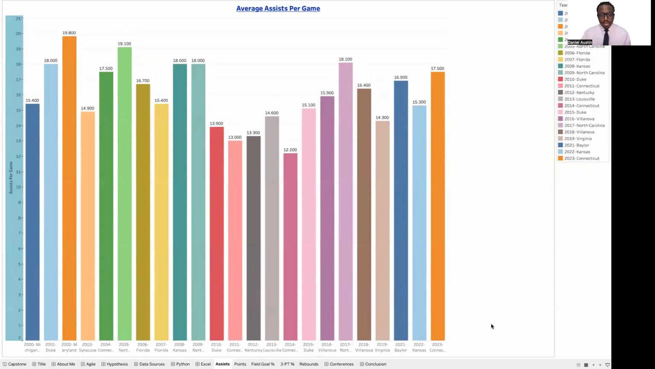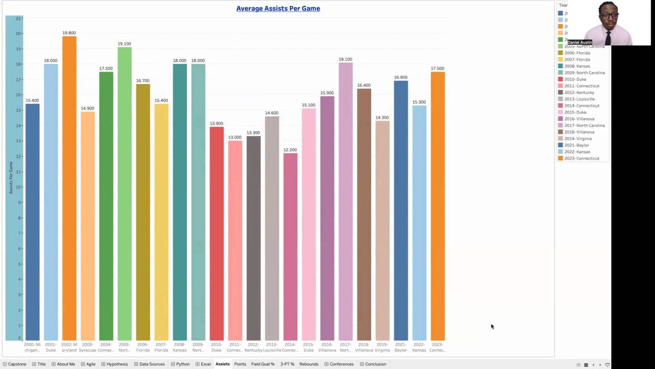Here's an example of one of the graphs that I created using Tableau for data visualization. This one is average assists per game. An assist is basically once a player scores, if that player was passed the ball by somebody else, that would be considered an assist. And they say teams with high assist numbers do well because they're more cohesive, they trust each other, they have better team chemistry.